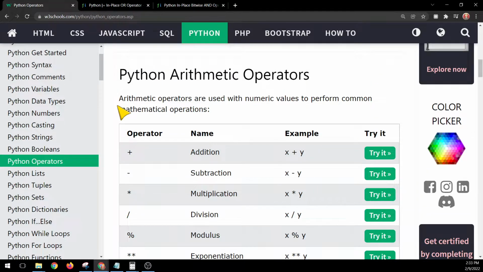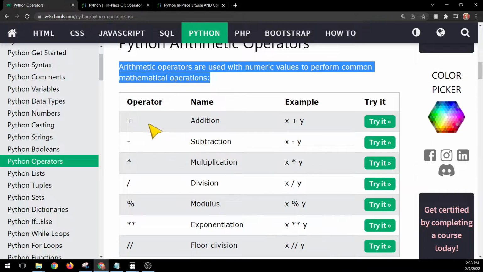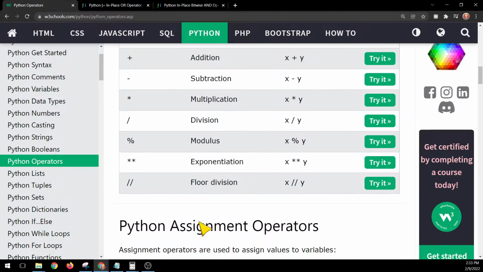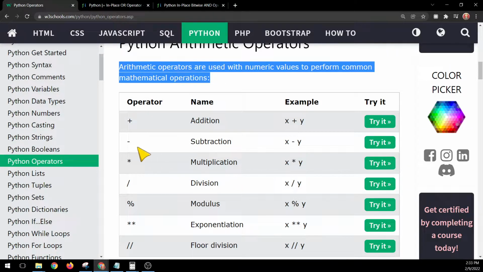Arithmetic operators are used with numeric values to perform common mathematical operations. They're showing us some examples: addition, subtraction, multiplication, division, modulus, exponentiation, and floor division. We're going to skip over subtraction and addition, because you probably already know that. Let's start from here, multiplication.